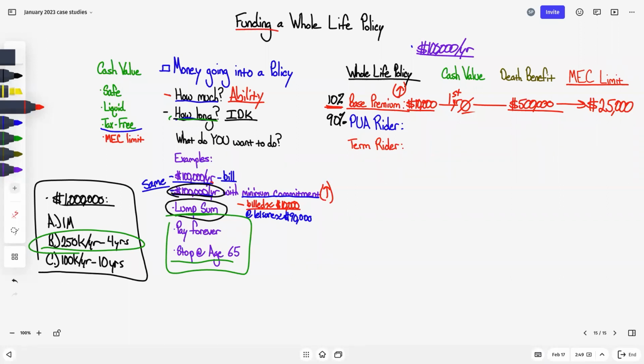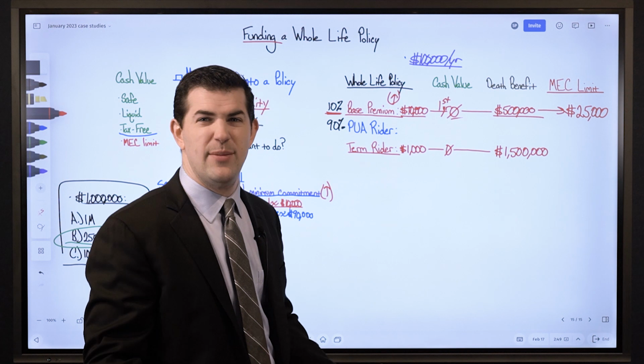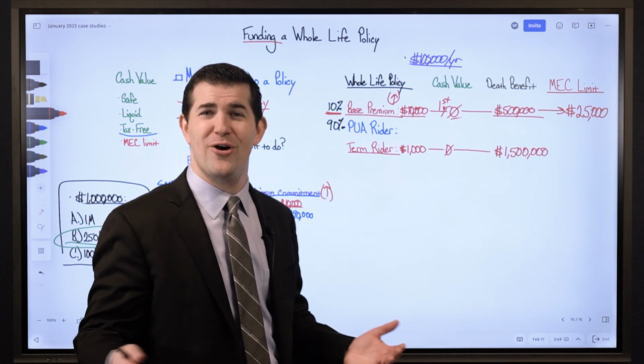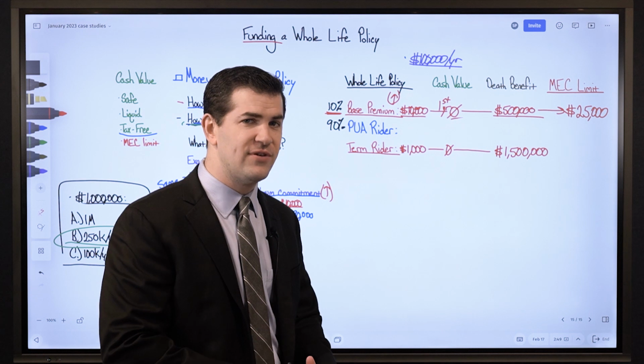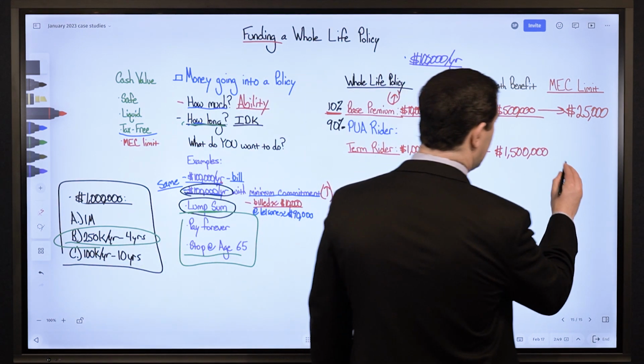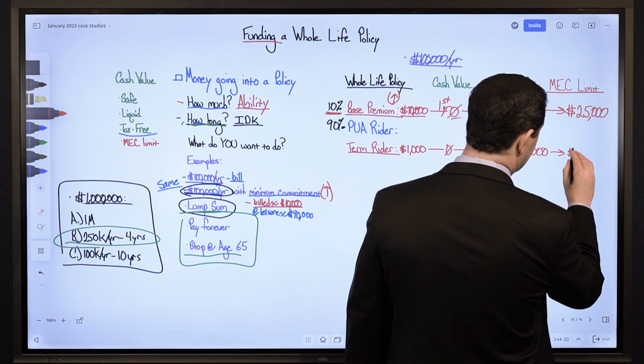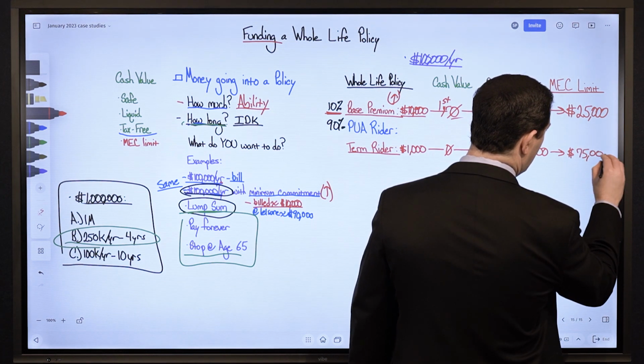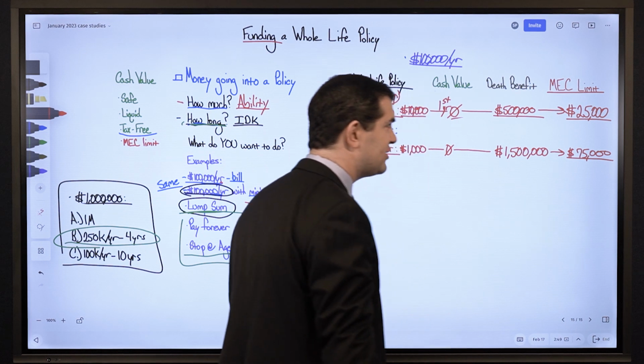So what we can do then is this: we can add a term insurance rider to the policy. Let's say it's $1,000. That term rider does not build cash value. However, that term rider does buy us life insurance of another $1.5 million. A term insurance rider is a very cheap way, if you don't like the word cheap, a cost-effective way to add more life insurance to your policy, which does what? Adds more MEC space to the policy. So now we've added another $75,000 of MEC space.